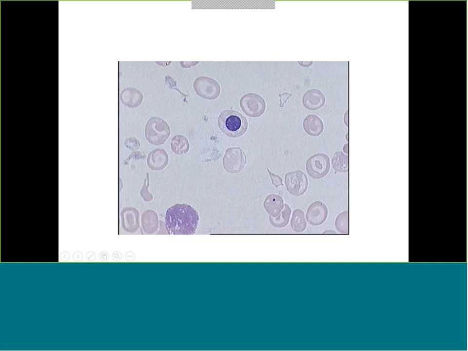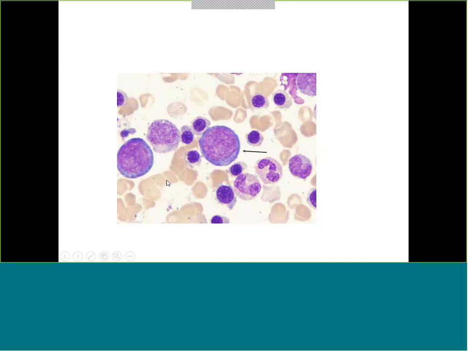Here we have a cell that's almost the same size as a mature red cell. The nucleus is a very dark matte chromatin condensation. So this is an orthochromic normoblast. That is what we call that pyknotic nucleus, where it's really dense.